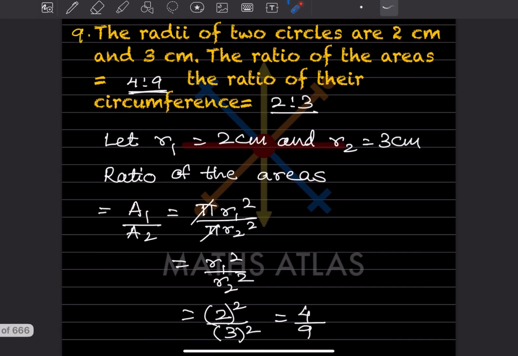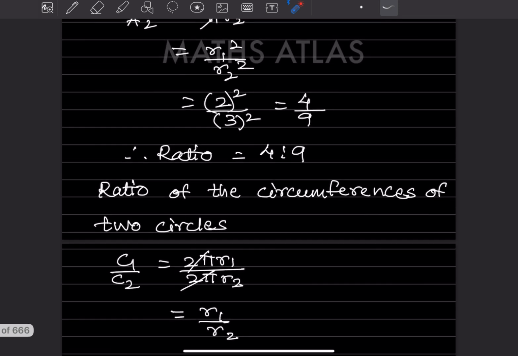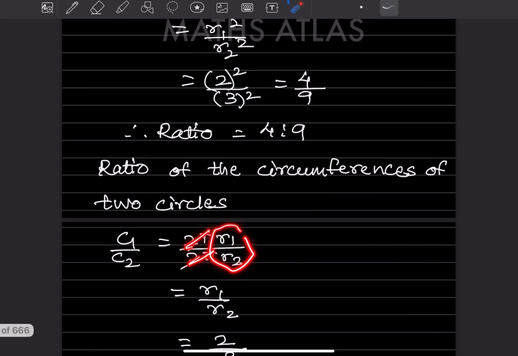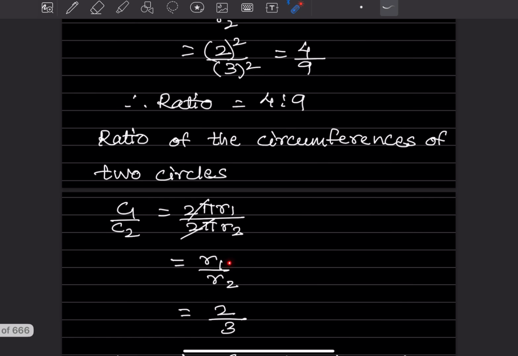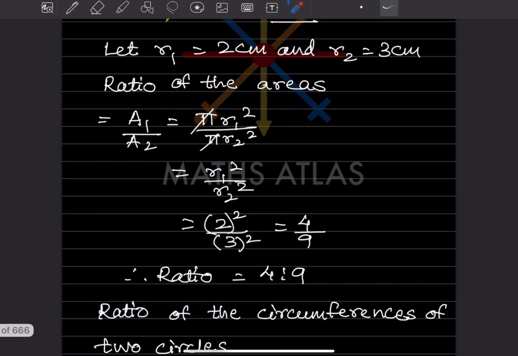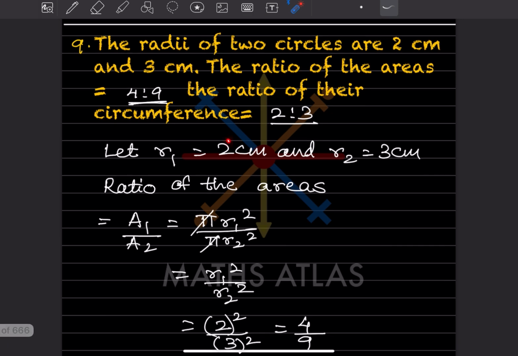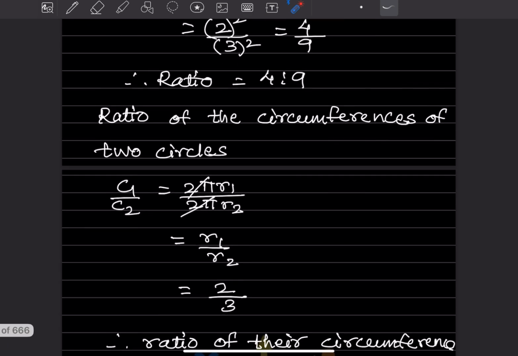Now let us see for the circumference. Again the ratio of the circumference will be C1 by C2. The circumference of a circle, you know, is 2 pi r. So here we write 2 pi R1 divided by 2 pi R2. Here 2 pi and 2 pi get cancelled. What remains is R1 divided by R2. Now R1 is 2 and R2 is 3, so we write 2 by 3.